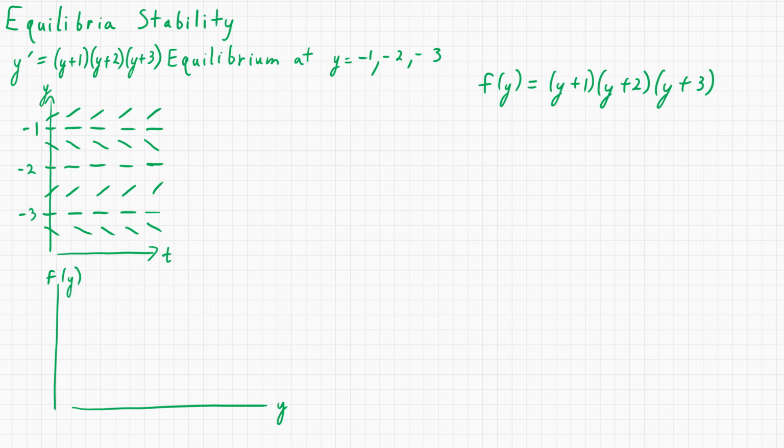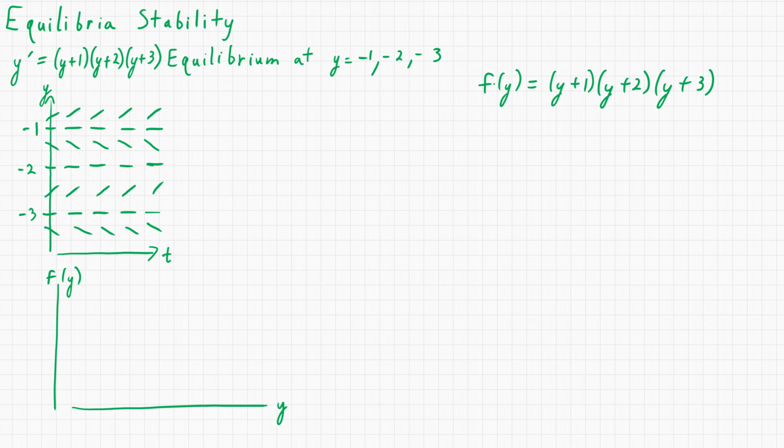Here our differential equation is y prime equals y plus 1 times y plus 2 times y plus 3. So then our equilibrium solutions are at y equals -1, -2, and -3. So for this one, let's go ahead and start by evaluating the stability with partial f partial y everywhere.